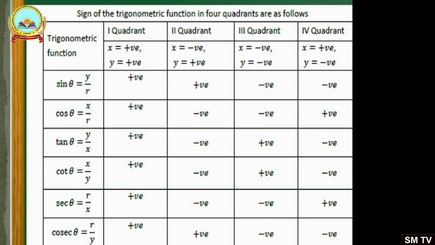The next one is the sign in different quadrants. In the first quadrant, all trigonometric functions are positive. In the second quadrant, sine and cosecant are positive; the remaining four trigonometric functions are negative. In the third quadrant, tan and cot are positive; the remaining four are negative. And in the fourth quadrant, cos and secant are positive; the remaining four trigonometric functions are negative.